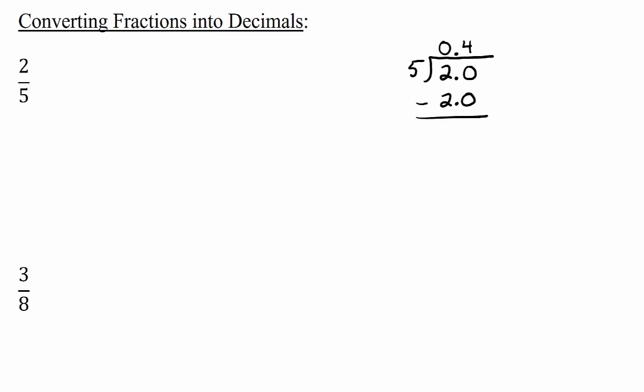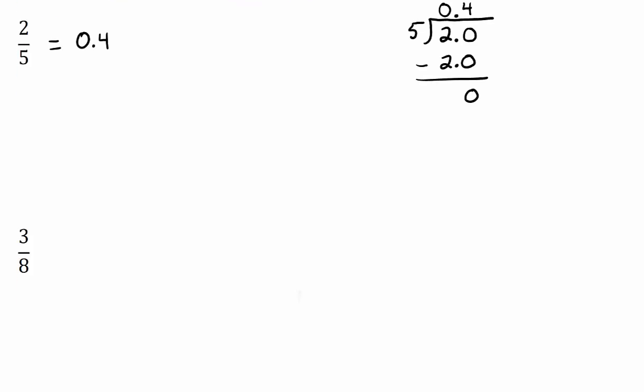And when I do my subtraction here, I get 0. Once I get a remainder of 0, I am done. And so therefore, I know that 2 divided by 5 is 0.4. Looking at another one that has a bit more steps, 3 divided by 8.